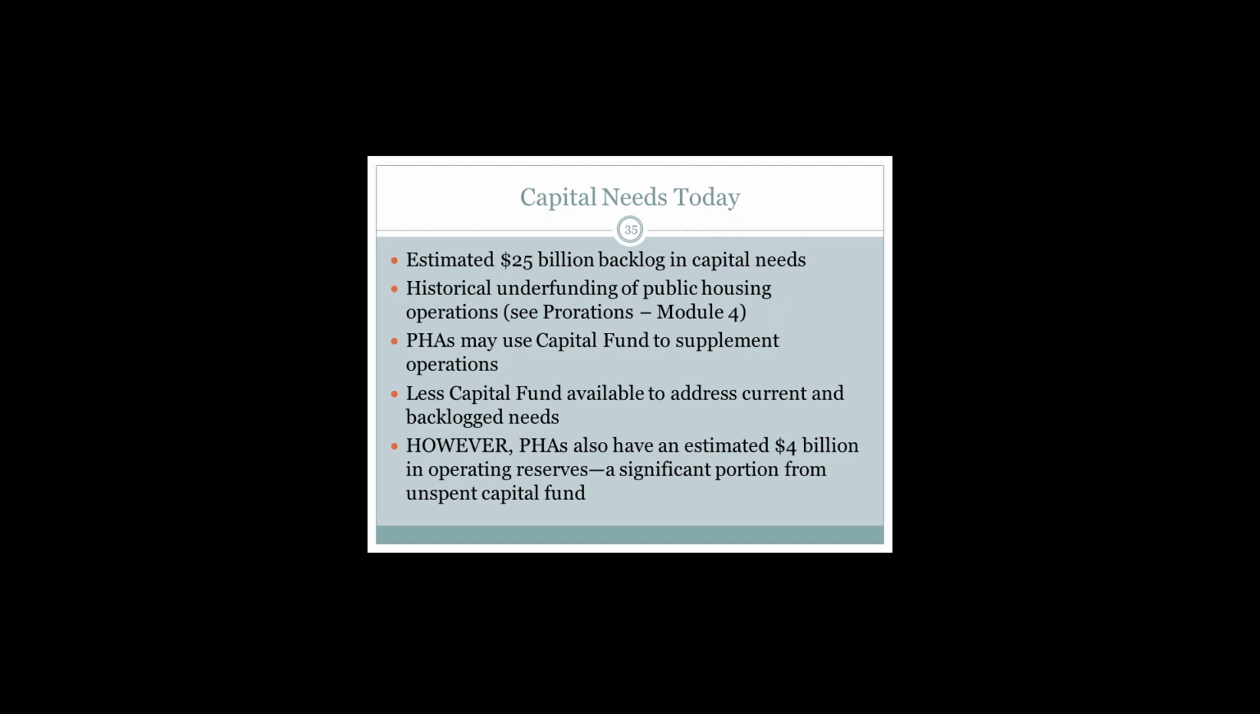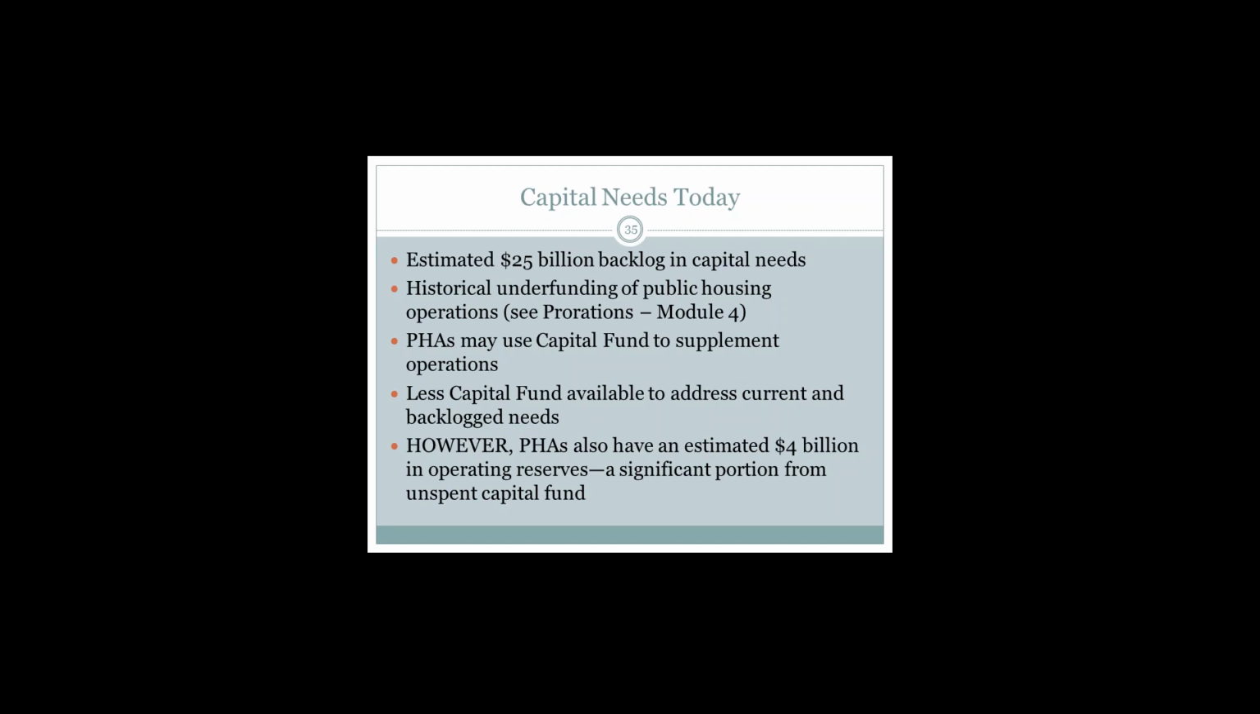Capital needs today, and this is where our RAD folks are going to help us out. An estimated $25 billion in backlog of capital needs. There's a historic trend of underfunding of public housing operations. Even though public housing authorities can use capital funds to supplement operations, it's just never been enough. There's less and less capital funds available to address the current and backlog needs.